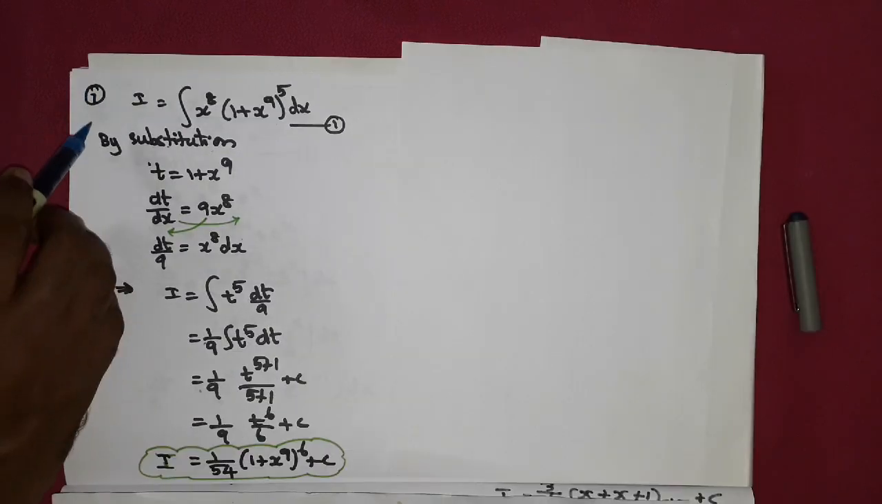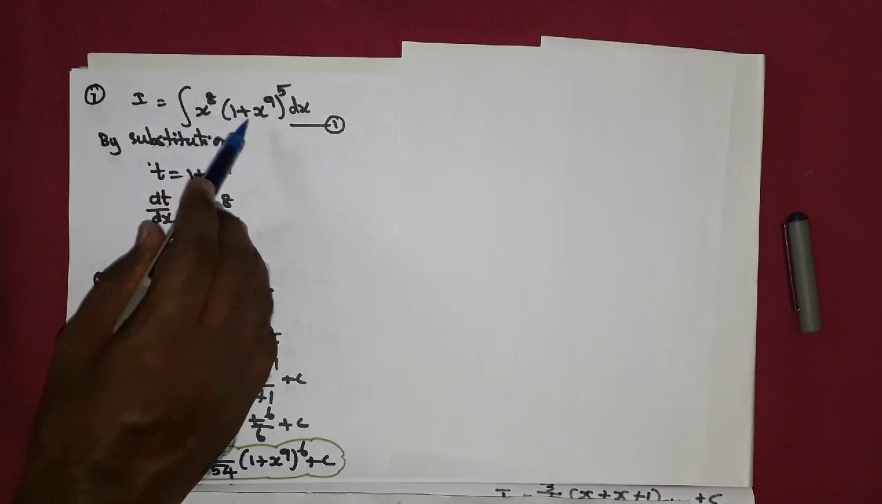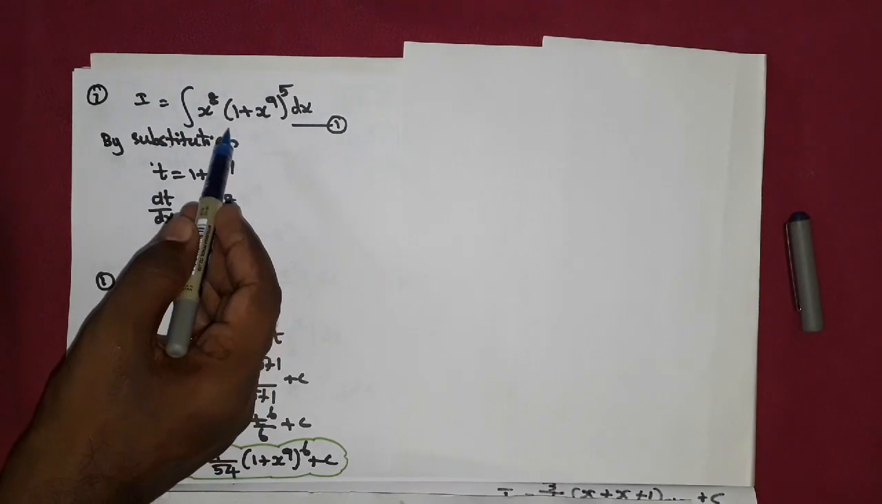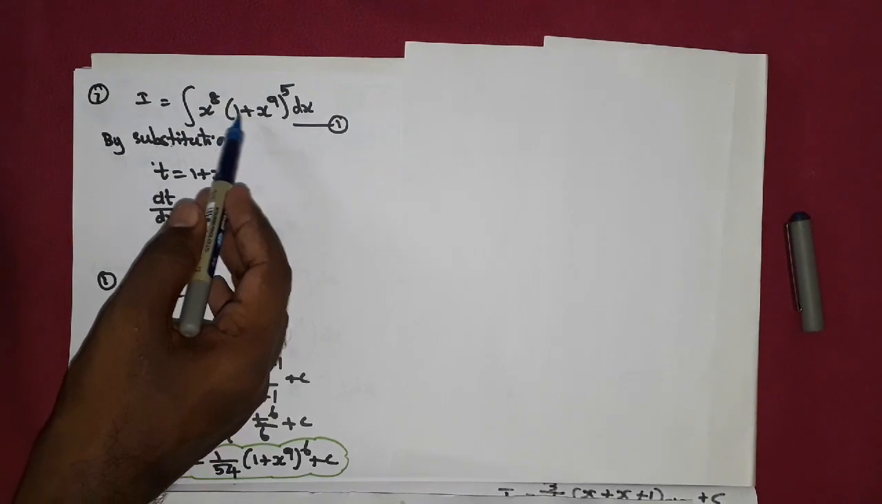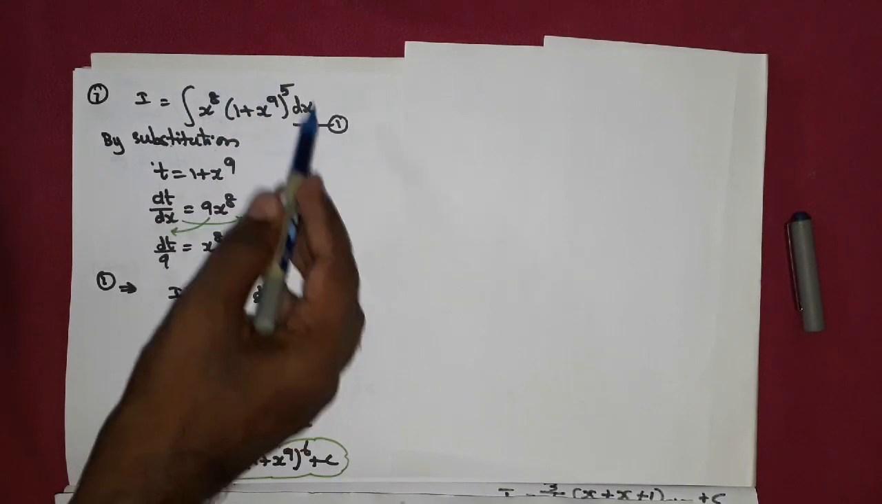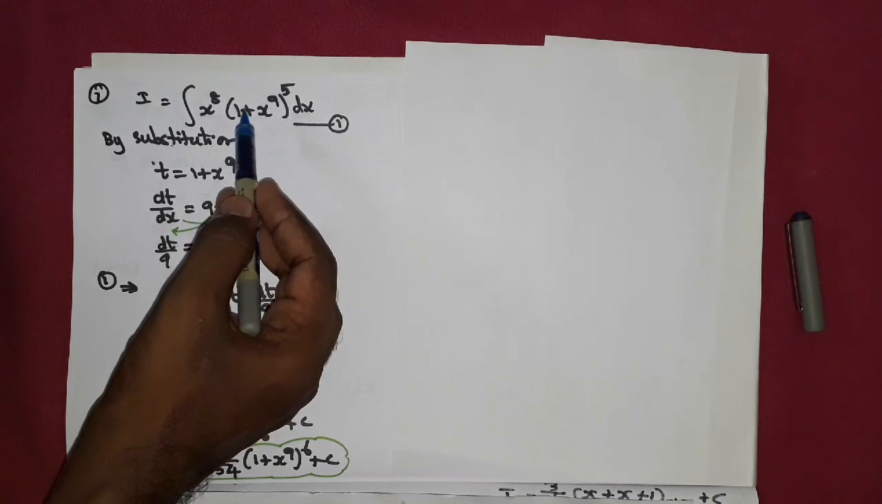Now sum number 7 we are going to see. I equal to integral x power 8 into 1 plus x power 9 the whole power 5 into dx. So in this integral we can see a composite function, that is 1 plus x power 9 the whole power 5. So this is the whole composite function, but the innermost is 1 plus x power 9. Okay, let's have a try.